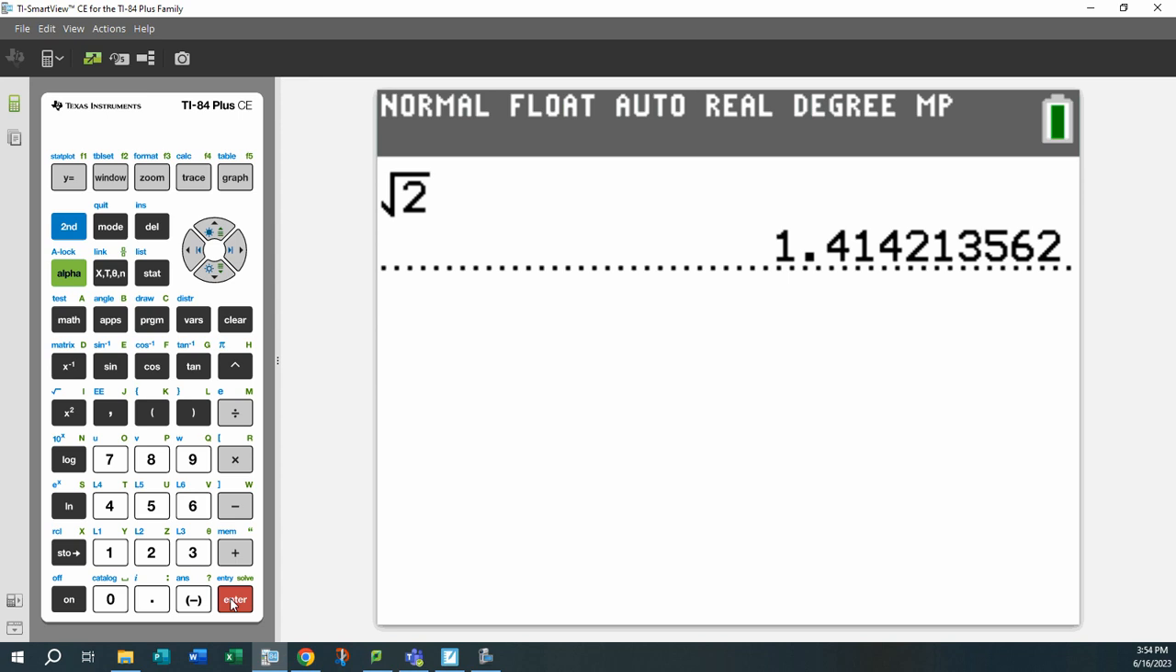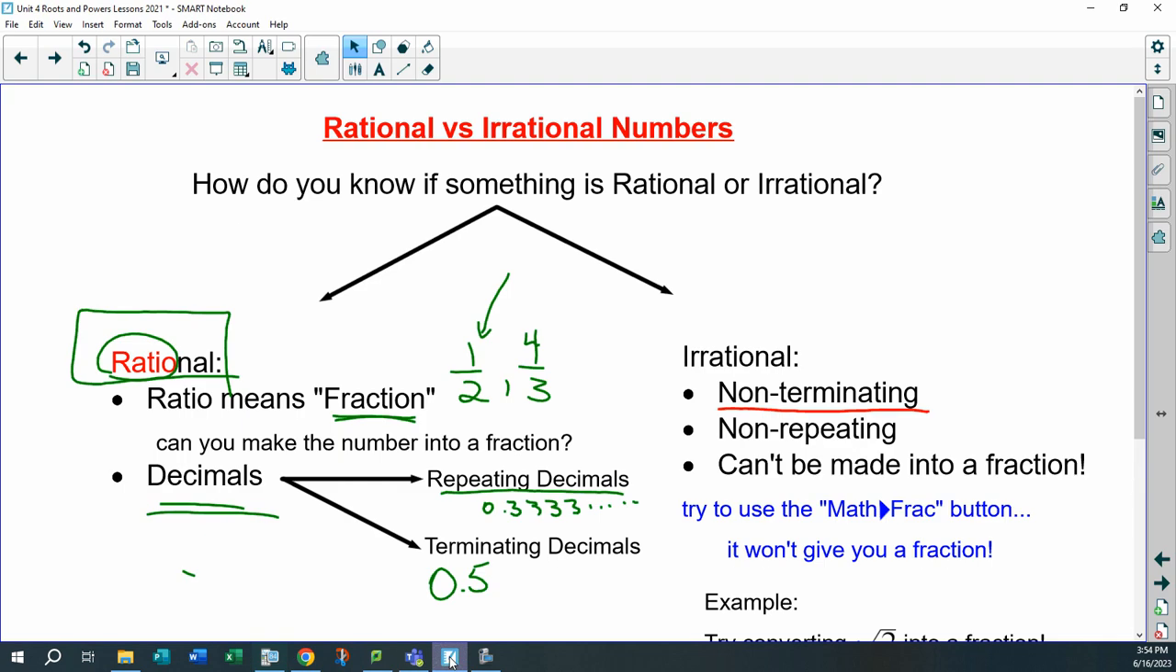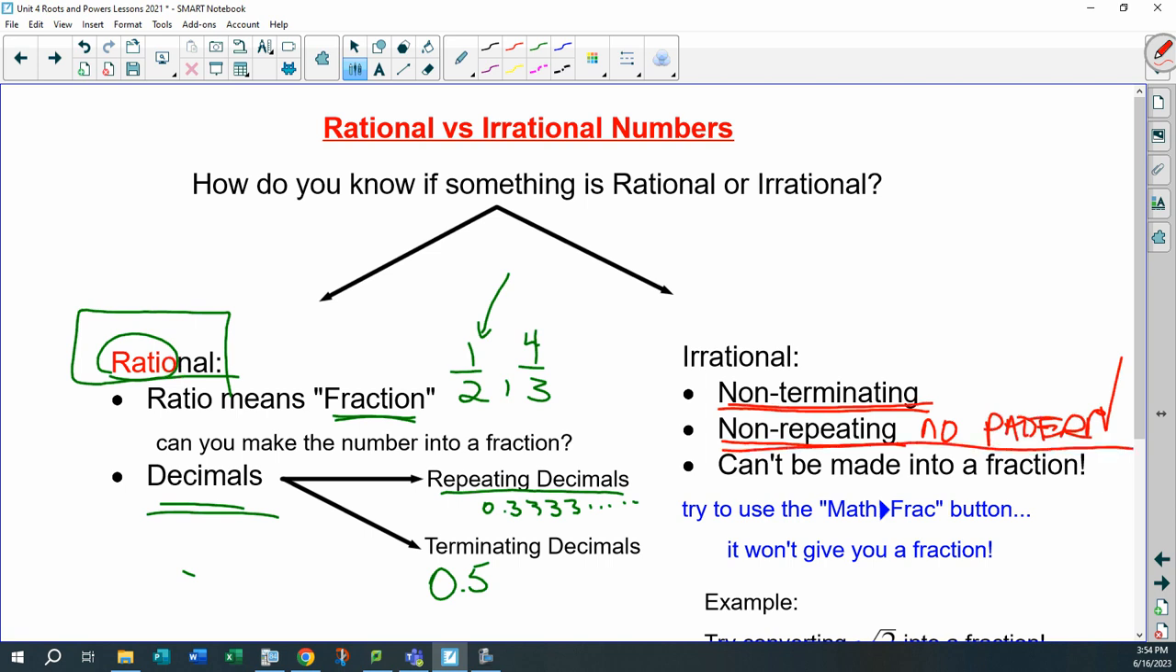1.4142135662. Notice a couple things that we talked about back here. There is no repeating. So that means there's no pattern to this. Okay? And pattern. Oh, geez, I forgot how to spell pattern. There we go. Non-terminating, filled up the entire screen, non-repeating with no pattern. And the most important thing is it can't be made into a fraction.